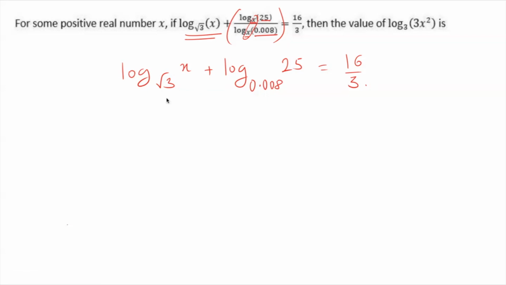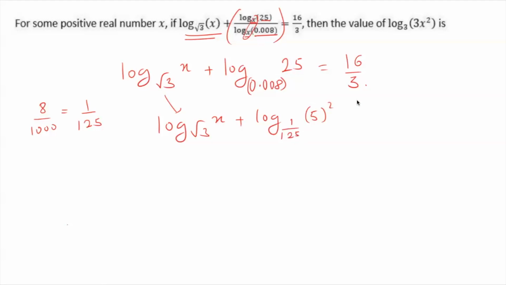All right, guys. So the next step is to understand this 0.008 is nothing but 8 by 1000, which we can rewrite as 1 by 125. So next step, again, keep this term as it is. Log of x to the base root 3 plus log of 25, I'll first write as 5 square. And this 0.008, I'm writing as 1 by 125. This is equal to 16 by 3 again. Now, what is 1 by 125? Basically 1 by 5 cube, right?